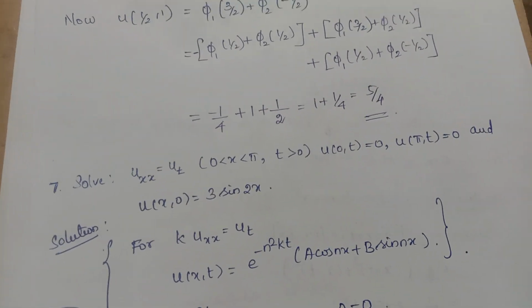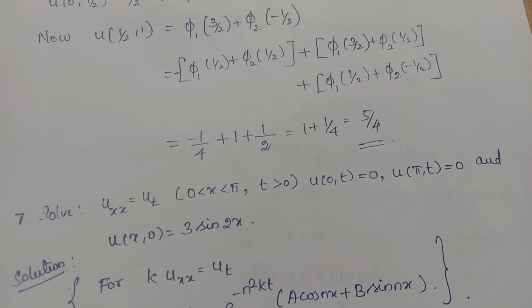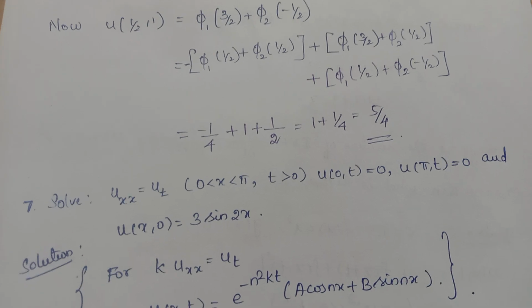Right? So why have I taken this solution? Because the initial conditions u of (x, 0) and ut of (x, 0) are not given. That's why I have taken this as the solution.